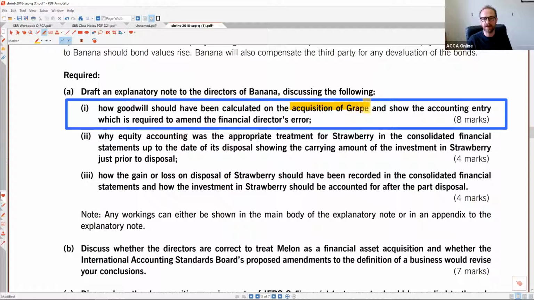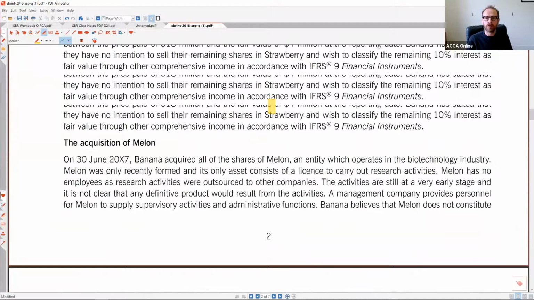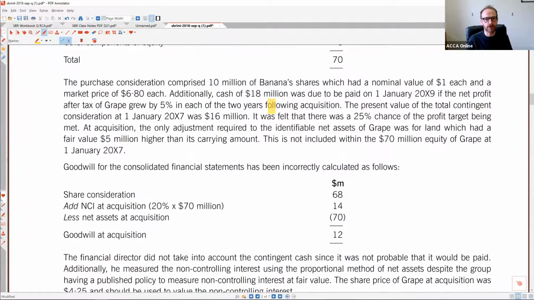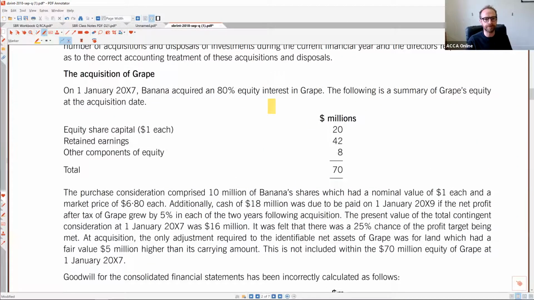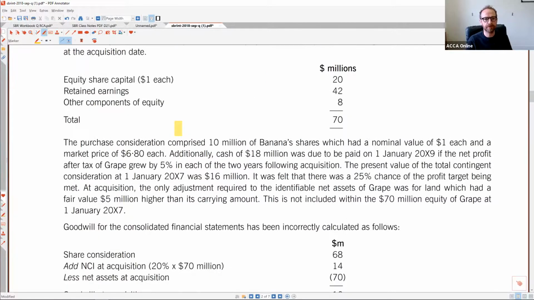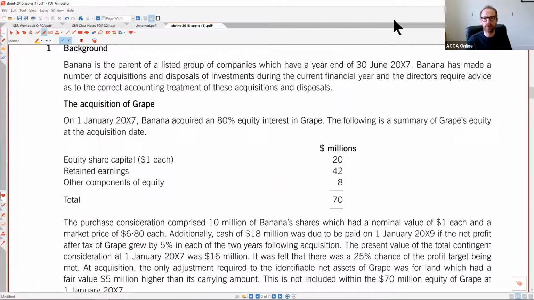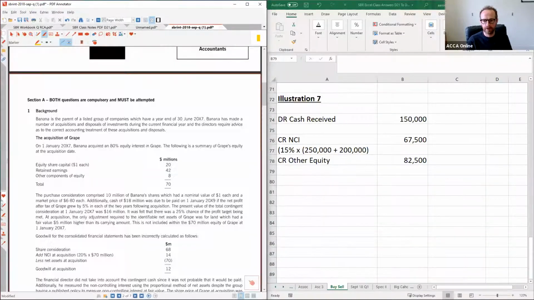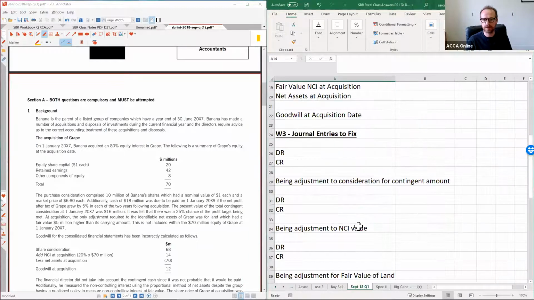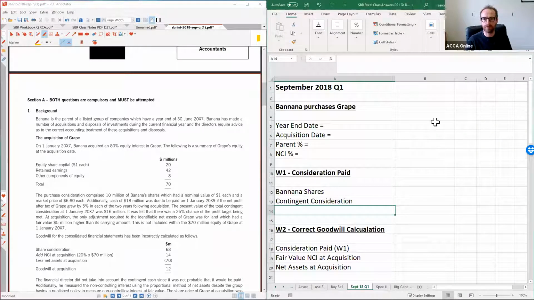So we'll need to find that. Okay, so all of this relates to Grape, which is this one. So this is the acquisition of Grape here. And actually we've got a pro forma. So let me do these side by side while we're doing this. Okay, so September 18, question 1. So we've got a bit of help here. So we've got Banana purchasing Grape.